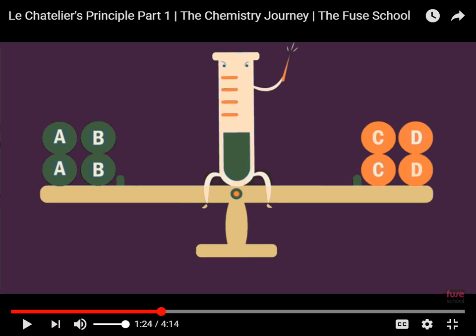You can't just add more products. The only two options you have are shift left or shift right. If you shift right, reactants react. As reactants react, they make products, and we've solved our problem. We've gotten rid of reactants by the nature of going in the forward direction.